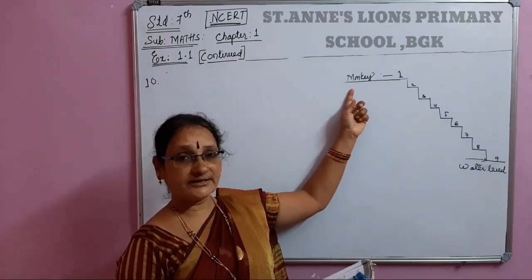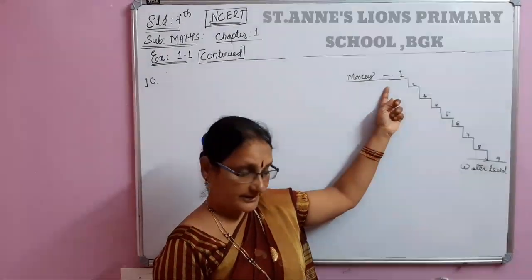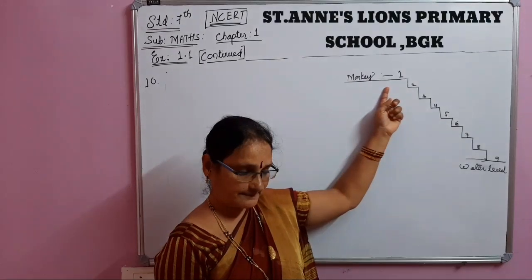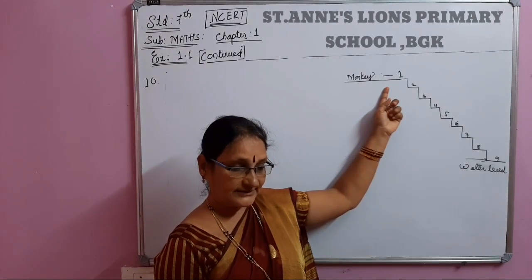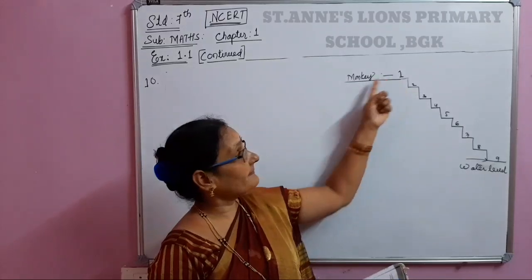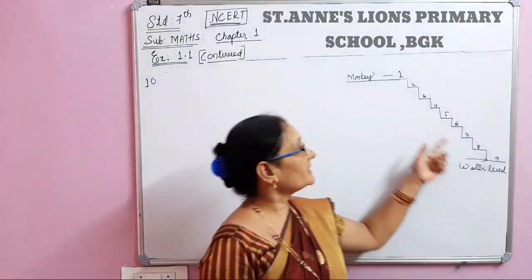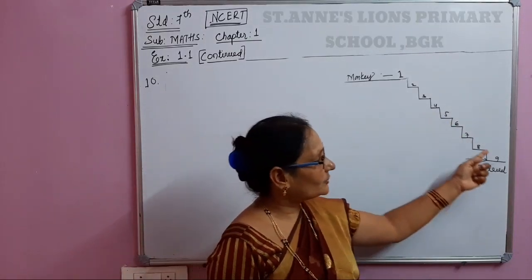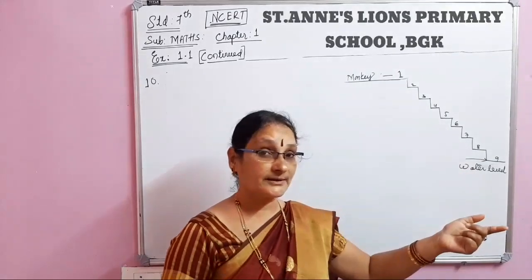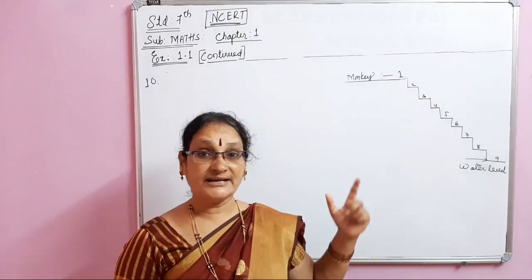Monkey is sitting here in the first step. Then next they are giving the instructions here. The water level is at the 9th step. First step monkey is sitting. 9th step there is a water level. Monkey wants to jump and come down to drink water. But how does it jump and come? In one particular way it is jumping and coming.